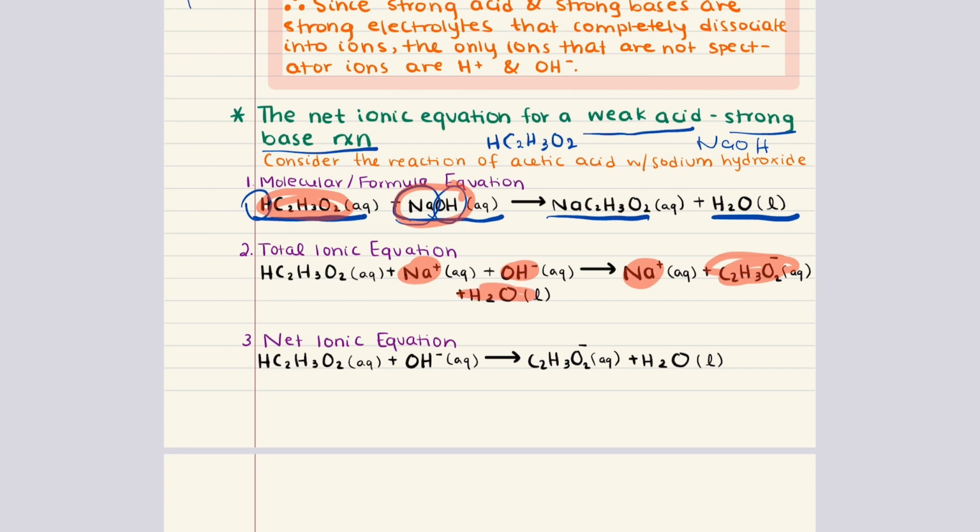Now, here in this total ionic equation, we're going to get rid of any spectator ions. We only have one spectator ion. Sodium appears in both the reactants and the products, so we're going to go ahead and get rid of that.